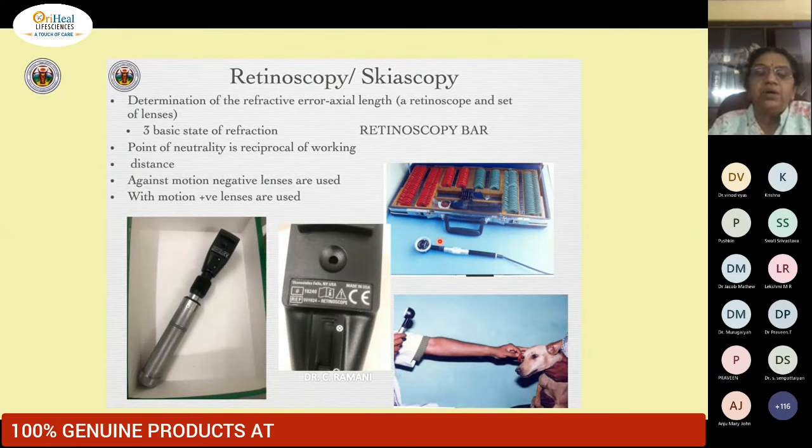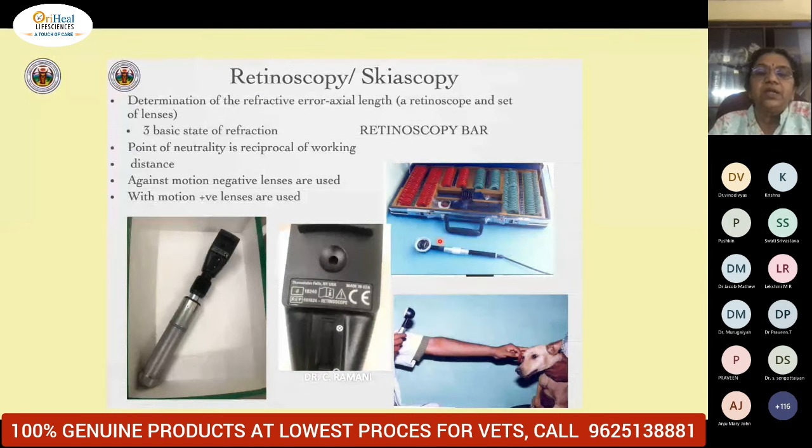Retinoscopy is, of course, a part of the research work. It doesn't carry much importance in clinical settings.